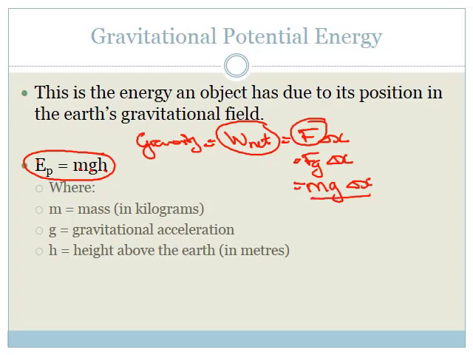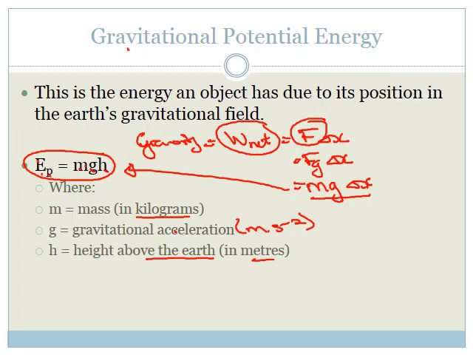And that's where that equation comes from. The potential energy due to gravity, gravitational potential energy, is equal to the mass, which is always measured in kilograms, times the acceleration due to gravity, which is in meters per second squared, times the height above the Earth, the delta x, the displacement. The height above the Earth is always in meters.